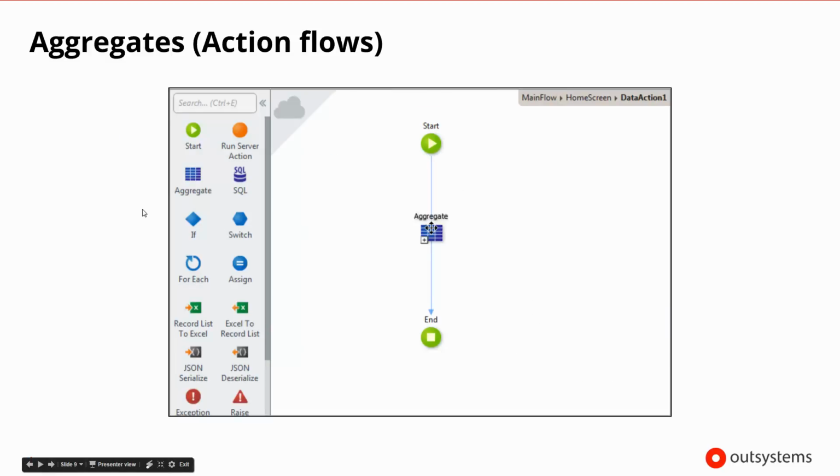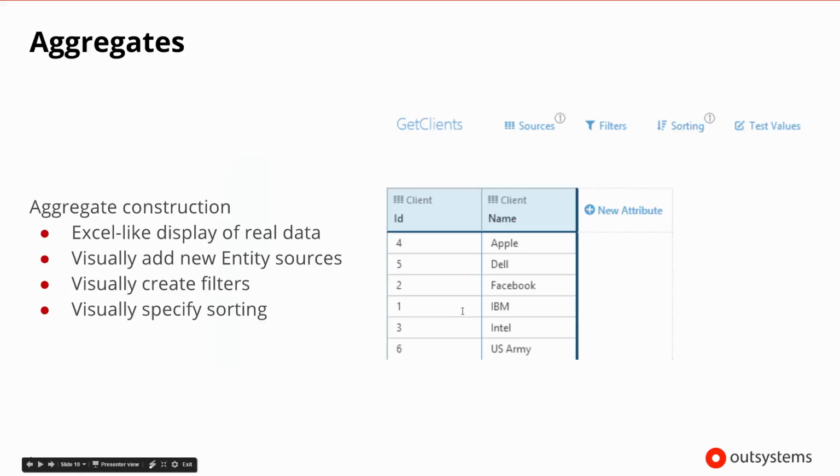Now, not only can we attach aggregates to screens, but a lot of times we'll be using aggregates in flows. To do that, we'll go to the aggregate inside of the toolbox, and when we drag and drop it from the toolbox, we can put it inside of any action flow in between the start and the end of an action. And the same thing will happen. It will bring up the generic Aggregate1 editor. We'll have to choose some entity or attributes, and then it will be a defined aggregate that will be used inside of this action flow.